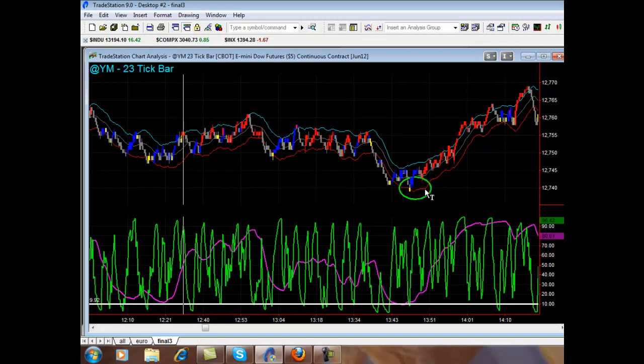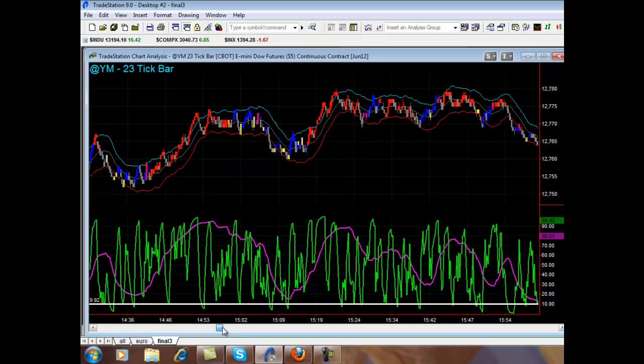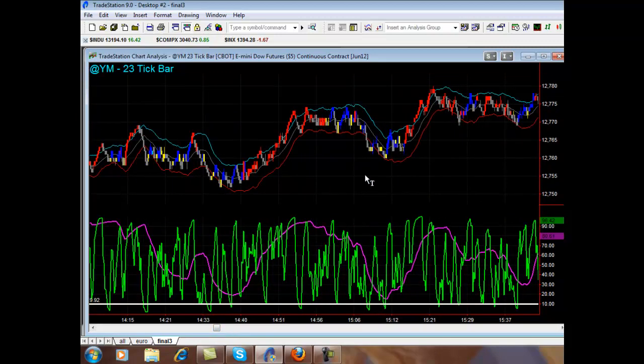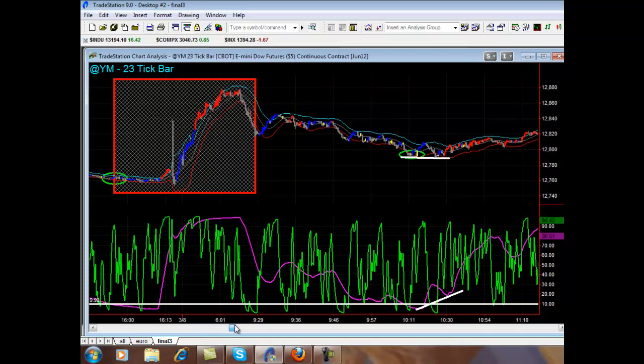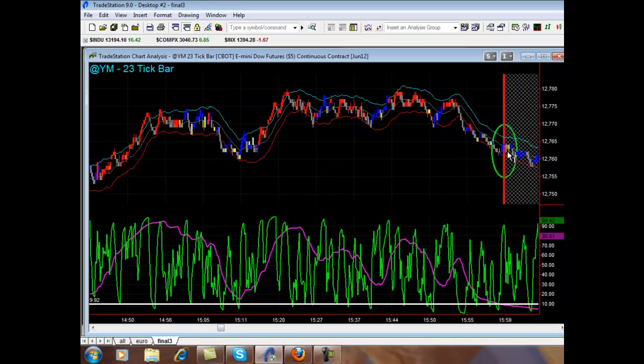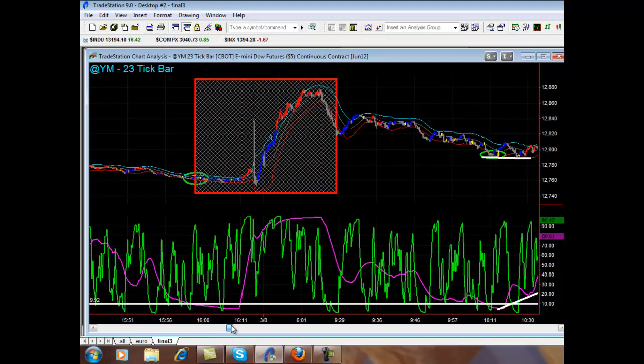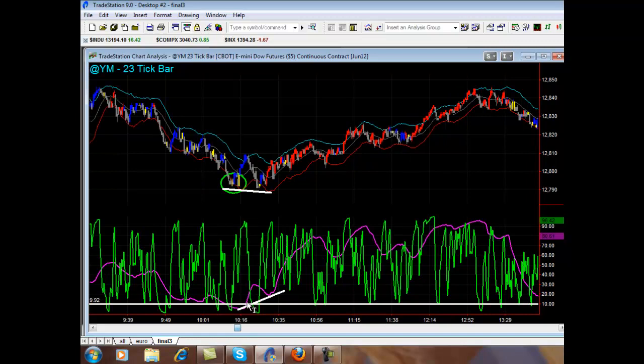Here's a trade right here. Very nice move there. Also have another one here floating at the end of the day, which is a trade we wouldn't have taken at the closing bell there. Alright, here's one right in here. I will zoom into this.